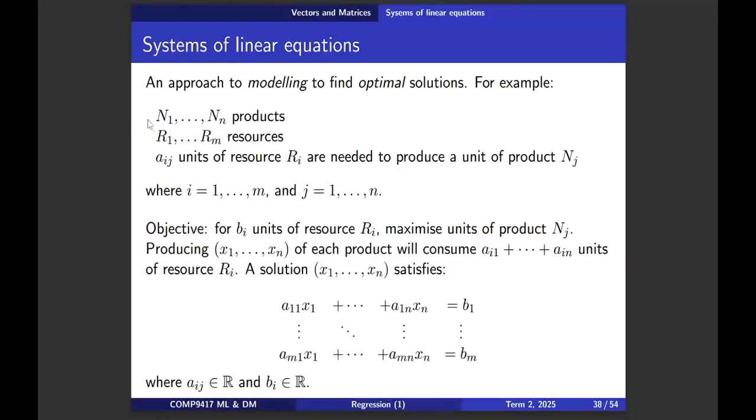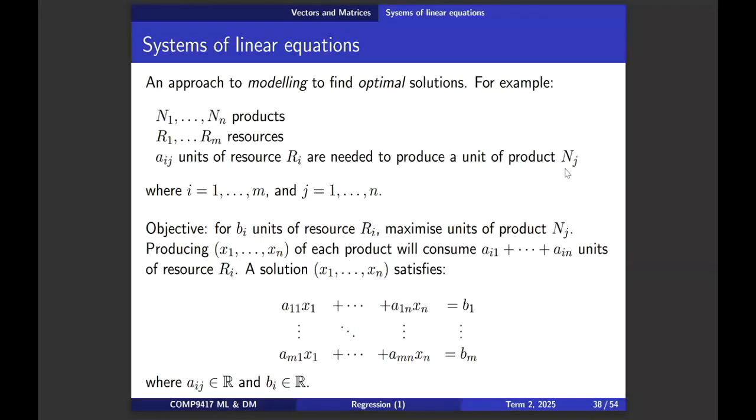So we have a system of products and resources. Think of it as a laboratory, well, a factory or something like that. The resources are what you can use to make the products, and we have a set of n products and m resources. A sub ij units of resource i are needed to produce a unit of product j. So we've got two indices, i from 1 to m, and j from 1 to n.